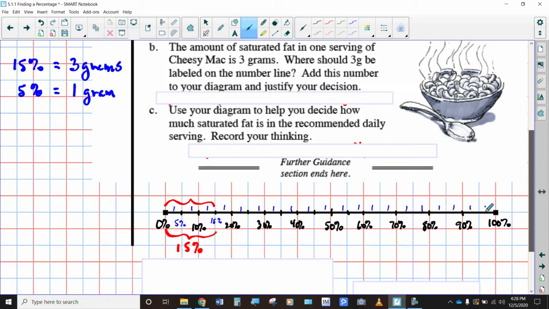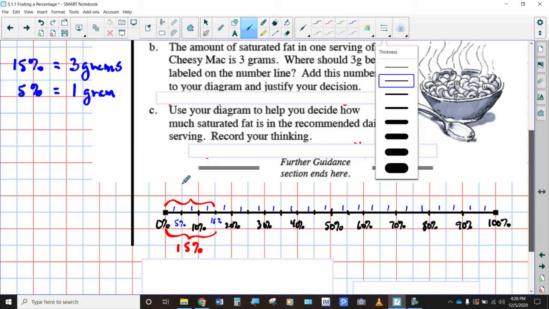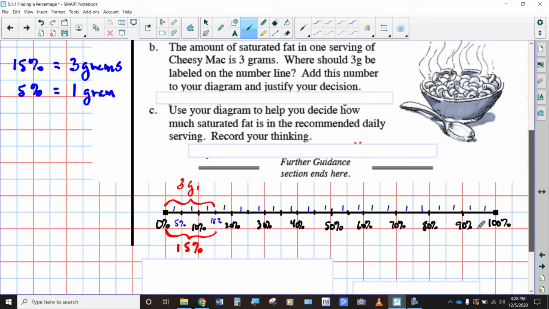And how many total 5% intervals are there? There are a total of 20 of them. So how many total grams must be in this total serving? 100%. I shouldn't say total serving. I should say what total number of grams represents 100% of the daily allowance. So that's the number that we're going to put here.